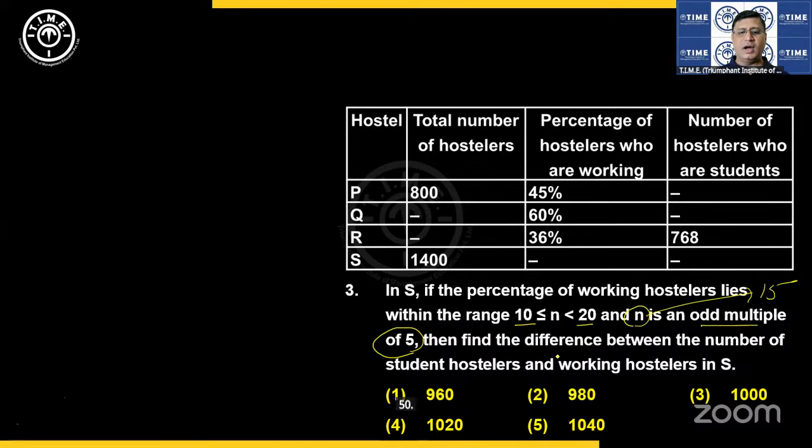Find the difference between the number of student hostelers and working hostelers in S. What is the value of S here? S is equal to 1400. So that is the total number of hostelers. Now, just to find out the answer for this.